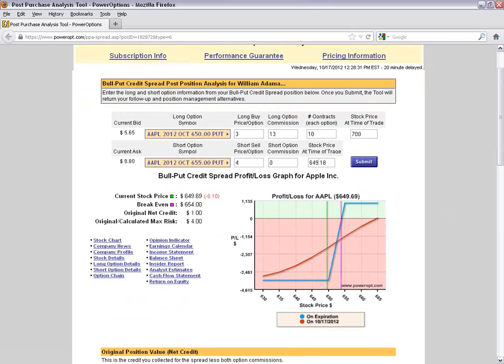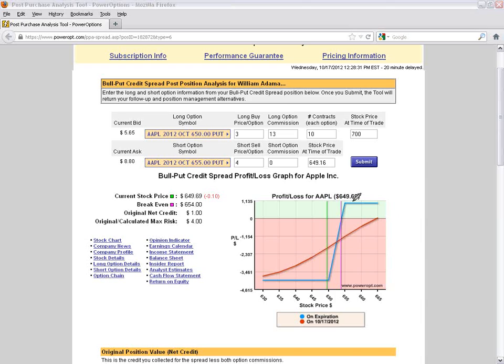Well, there's our profit and loss chart. We wanted Apple. Oh, sorry, waiting for the screen to catch up, folks. Give me a moment. There it comes. Okay, there we go.